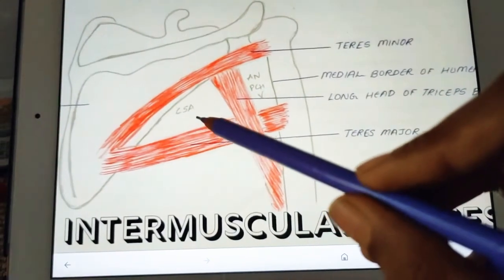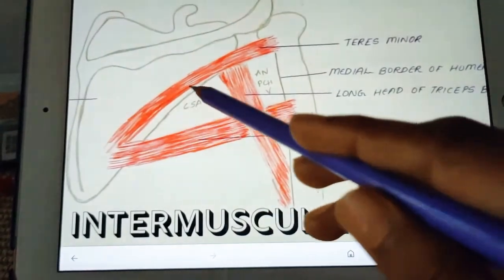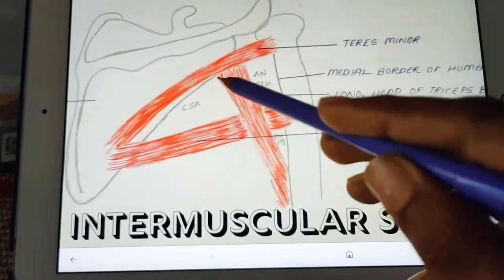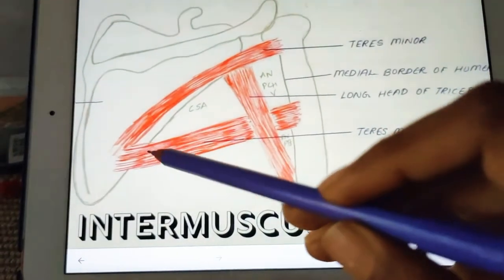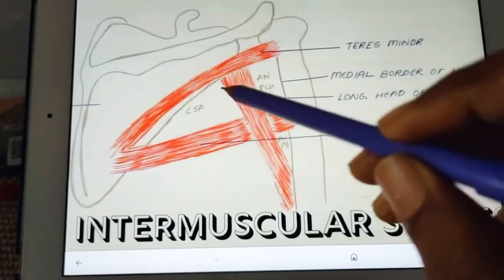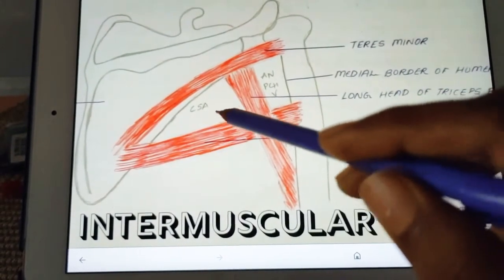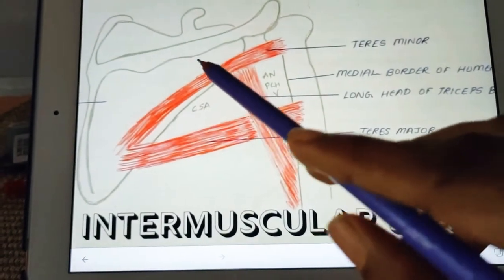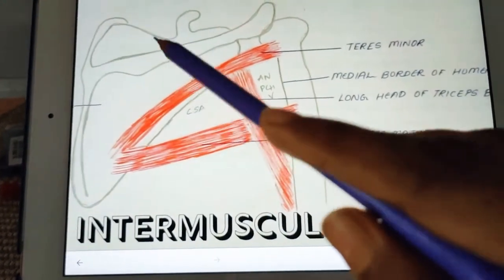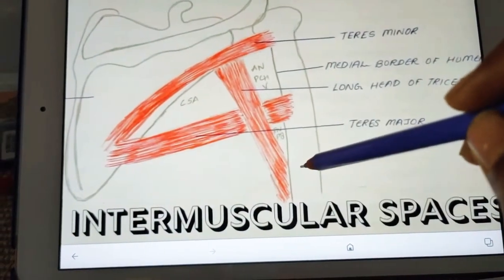Next, the upper triangular space: medially you will have the teres minor, laterally the long head of triceps brachii, and inferiorly the teres major. What are the contents? The circumflex scapular artery, interrupting the origin of teres minor and reaching the infraspinous fossa for anastomosis with the suprascapular artery.